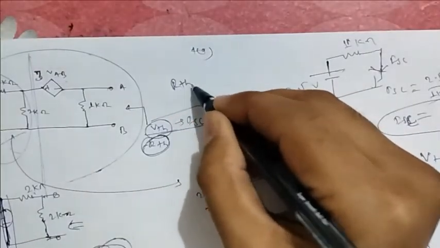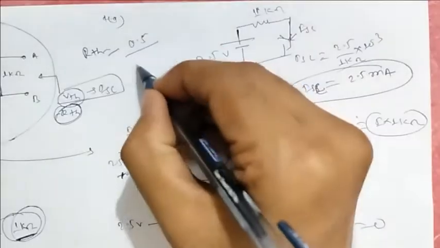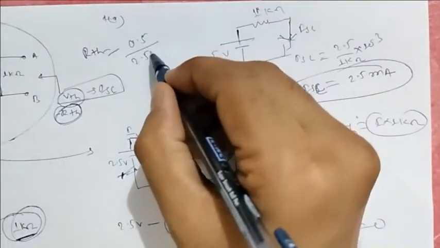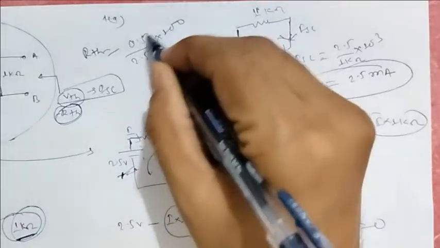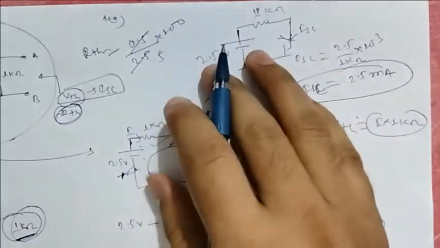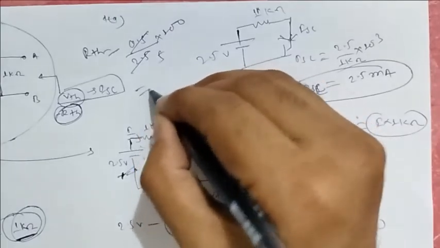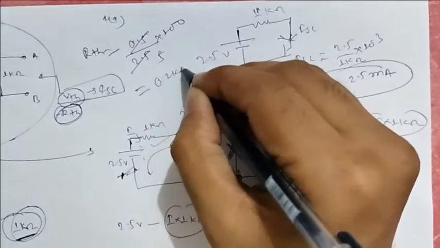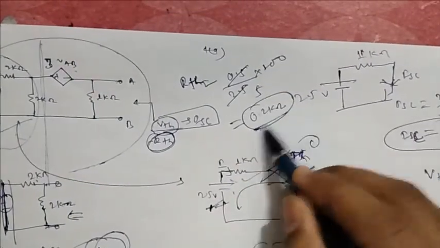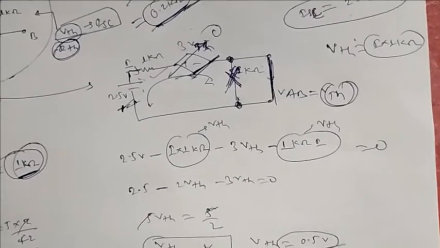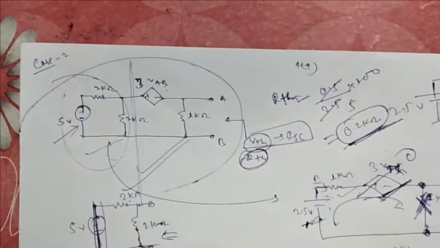Now RThevenin will be VTH by ISC. What is VTH? It is nothing but 0.5, divided by ISC, which is 2.5 milliampere. Now this gives me 0.2 kilo ohm. So RThevenin of this circuit is 0.2 kilo ohm, and the VThevenin we have got is 0.5 volt. And so this is another type of problem.